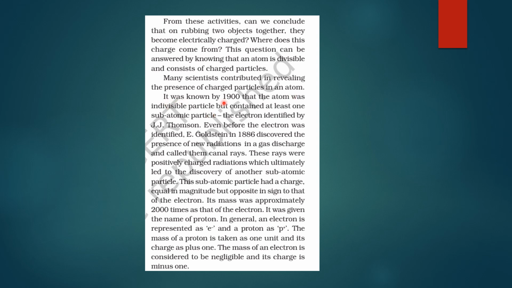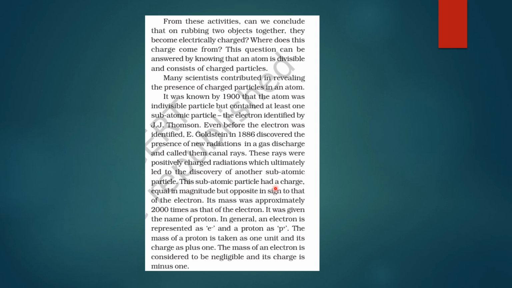So it was known by 1900 that the atom was not an indivisible particle but contained at least one subatomic particle, okay, the electron identified by J.J. Thomson, okay. Even before the electron was identified, E. Goldstein in 1886 discovered the presence of new radiations in a gas discharge and called them canal rays. So these rays were positively charged radiations, okay, which ultimately led to the discovery of another subatomic particle.